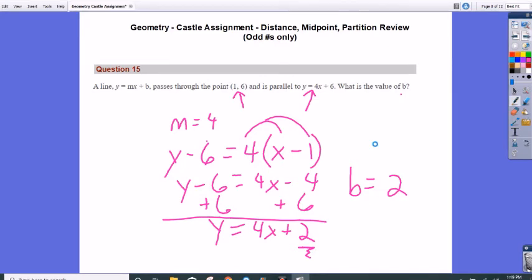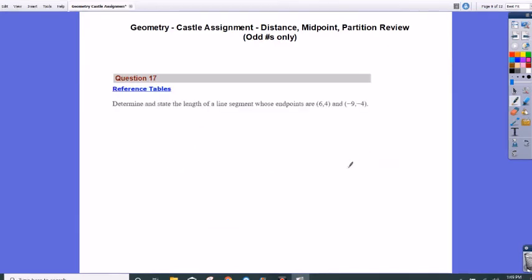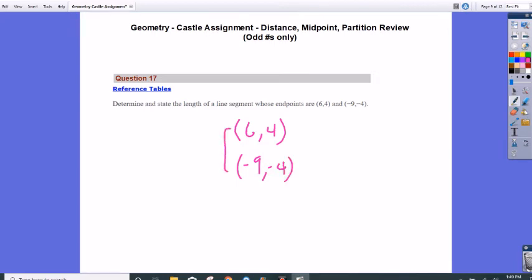17. Determine and state the length of a line segment whose endpoints are (6, 4) and (-9, -4). Now it doesn't really tell us in terms of what, so we'll kind of do everything. All right, 6 down to -9 is down 15. 4 to -4 is down 8.